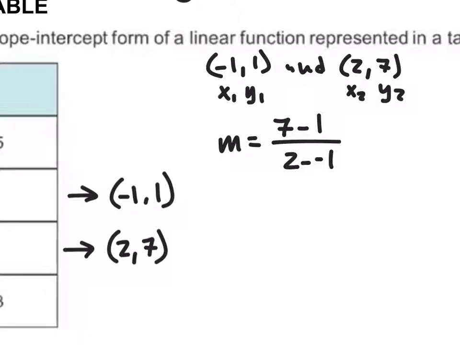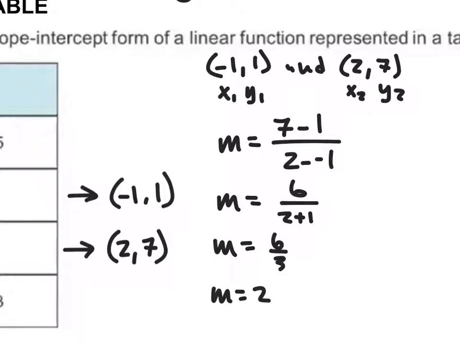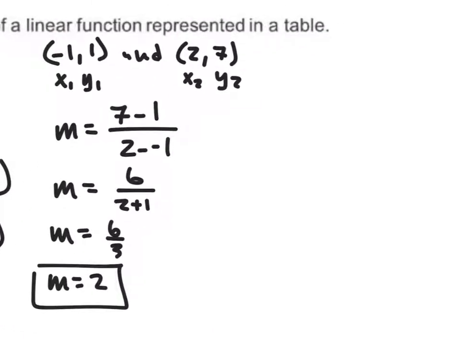And so that's going to give me m equals 7 minus 1, which is 6. And this is 2 plus 1, so m is going to equal 6 over 3. So m is going to equal 2. All right, so that's my slope. My slope is 2.